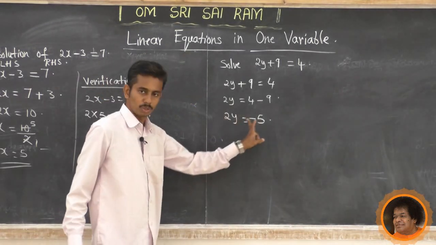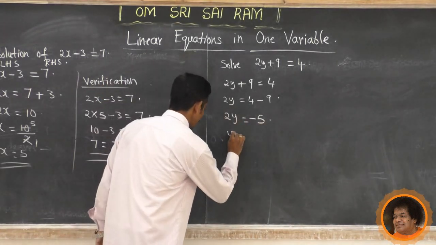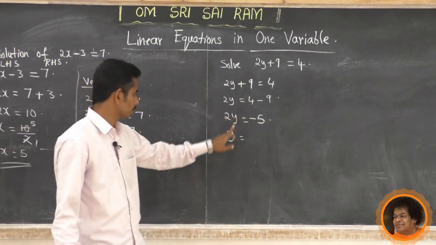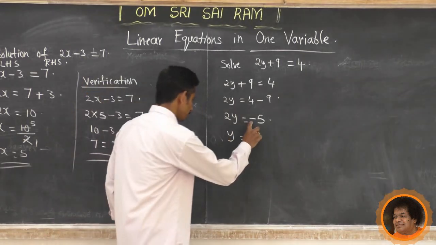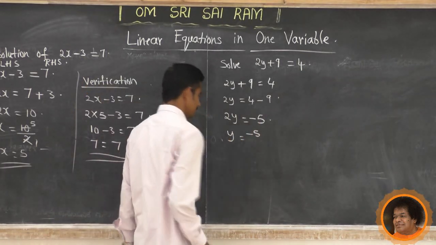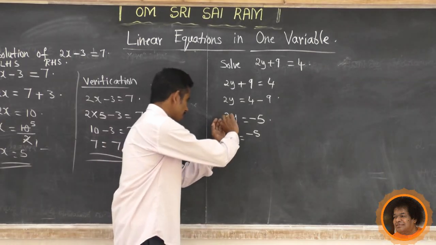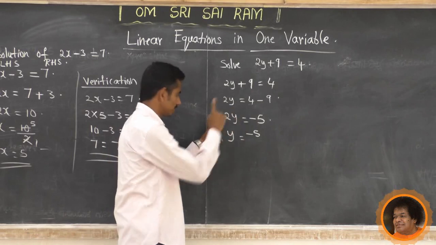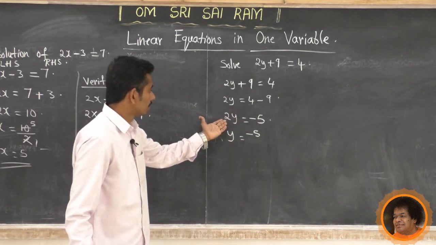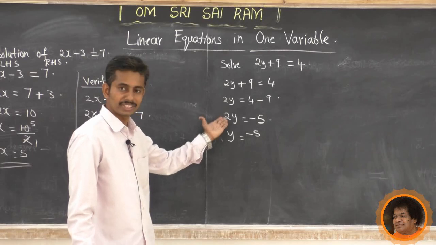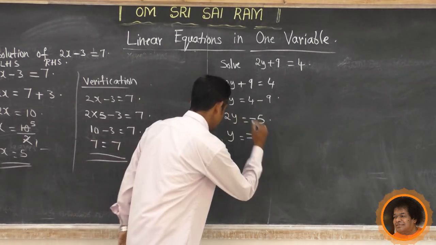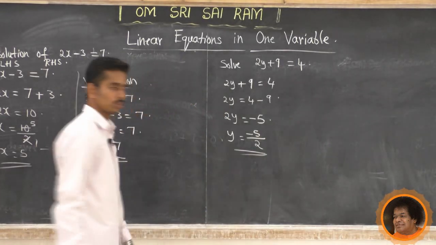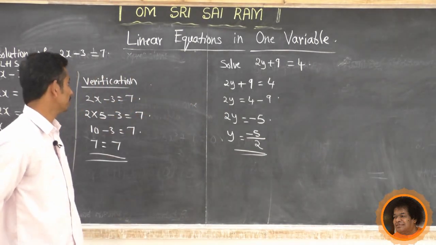Now write 2y equal to minus 5. So y equals to, why y equal to? Because we require the value of y. Find the value of y. So y equals to, first write the right hand side, that is minus 5. Transpose this 2 to the right hand side. 2 and y are multiplied together. So when 2 is transposed from the left hand side to the right hand side, it becomes division. So minus 5 by 2. So y equal to minus 5 by 2 is the answer. This is the solution for the equation.